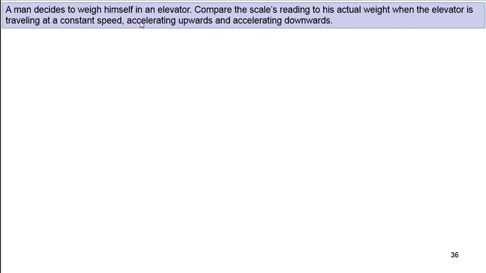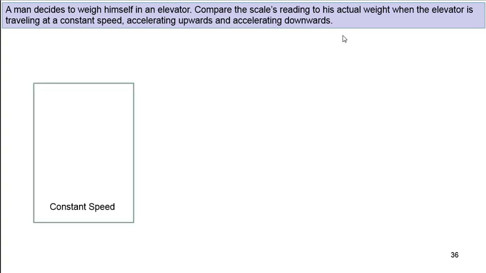Then consider if the elevator is accelerating upwards. Will the scale read something larger than his weight, the same as his weight, or smaller than his weight? Then consider when the elevator is accelerating downwards, what will that scale read? Okay, so press pause, think about this a lot, and then we'll go through it together. Now when he's traveling at a constant speed in the same direction, that means his velocity is constant. That means the net force on him has to be equal to 0.